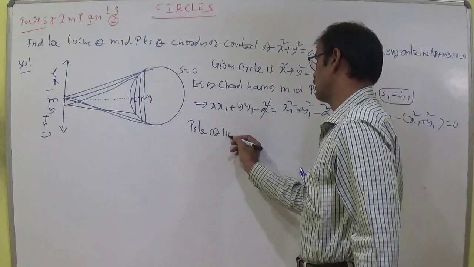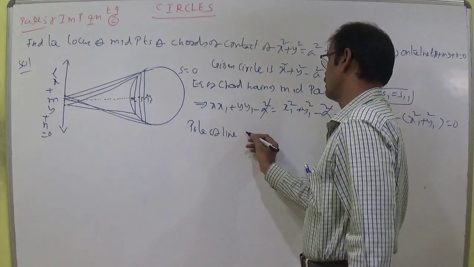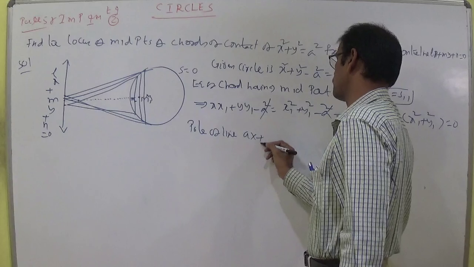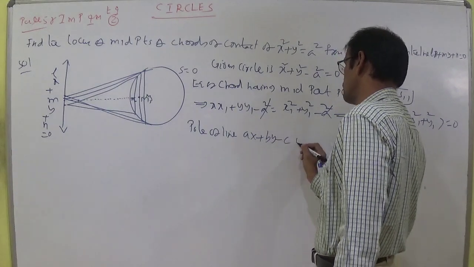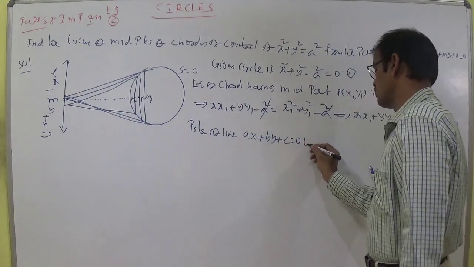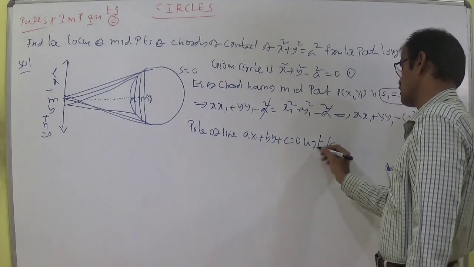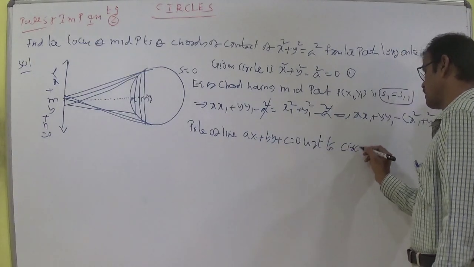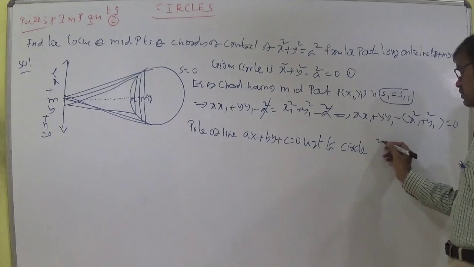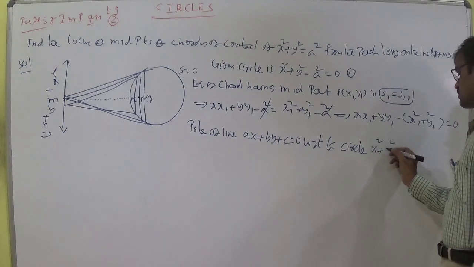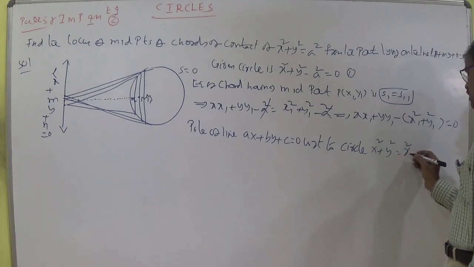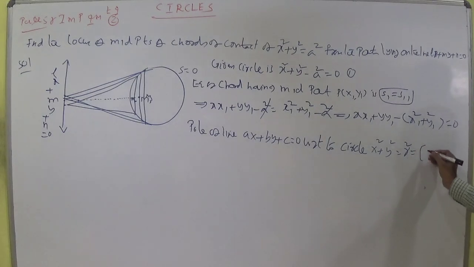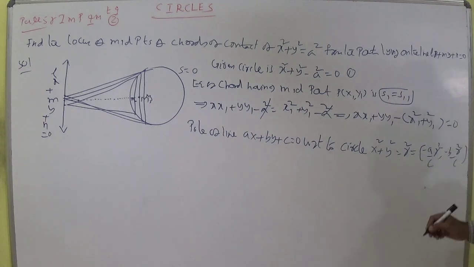Pole of the line ax plus by plus c equal to 0 with respect to the circle x square plus y square is equal to r square. We had written, I said the proof also, minus a r square by c comma minus b r square by c.